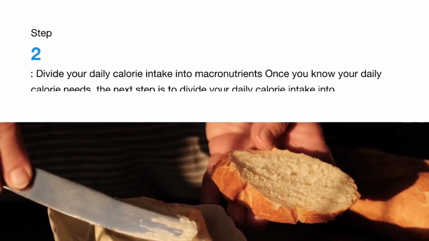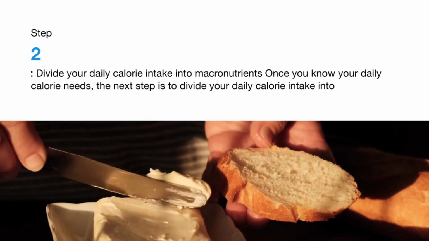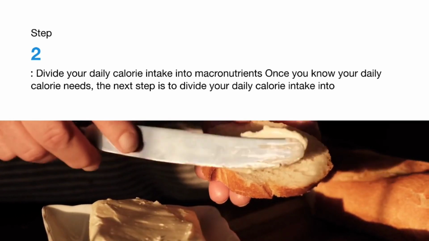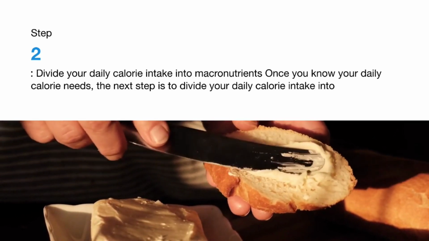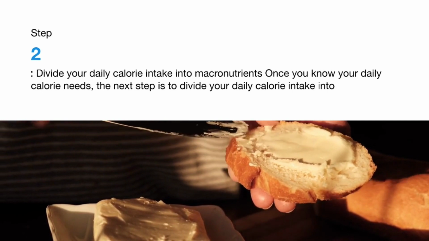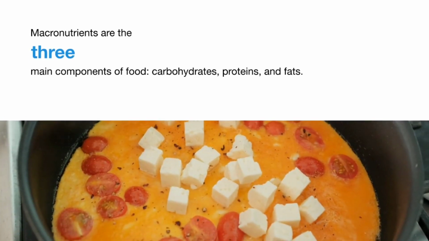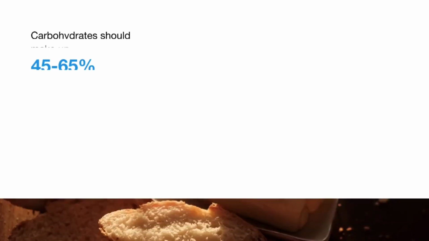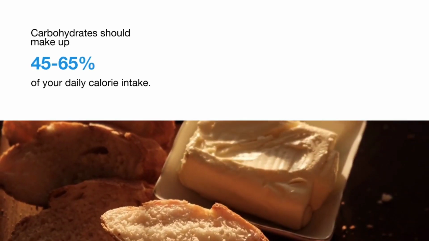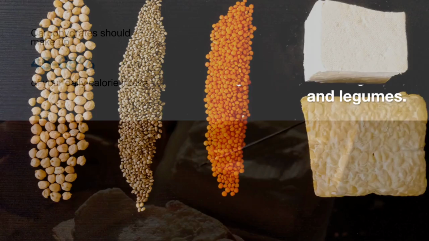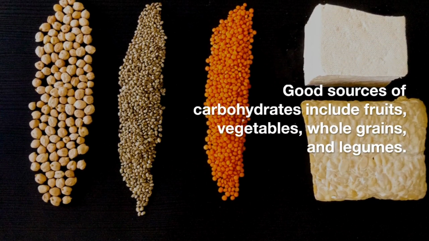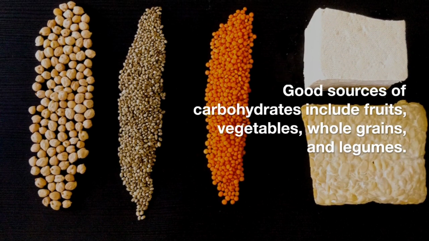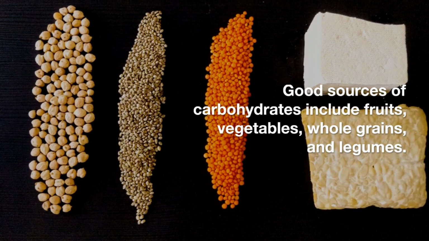Step 2. Divide your daily calorie intake into macronutrients. Once you know your daily calorie needs, the next step is to divide your daily calorie intake into macronutrients. Macronutrients are the three main components of food: carbohydrates, proteins, and fats. Carbohydrates should make up 45 to 65% of your daily calorie intake. Good sources of carbohydrates include fruits, vegetables, whole grains, and legumes.